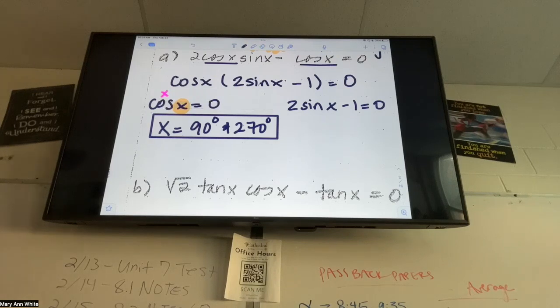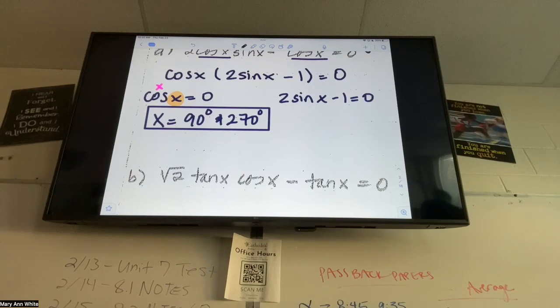Now we have to do the 2 sine of x minus 1. So let's get sine x by itself so that we can ask ourselves what angle has this sine. Let's add that 1 to both sides. 2 sine x equals 1. Let's divide by 2 on both sides. Sine of x equals 1/2.